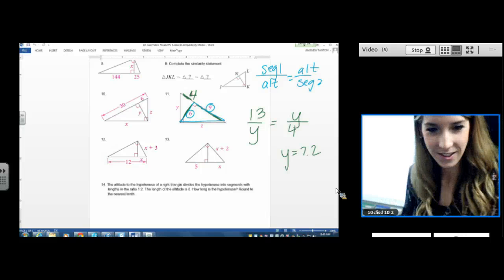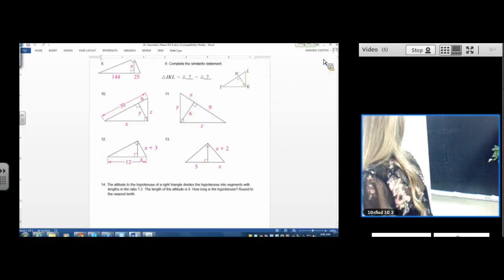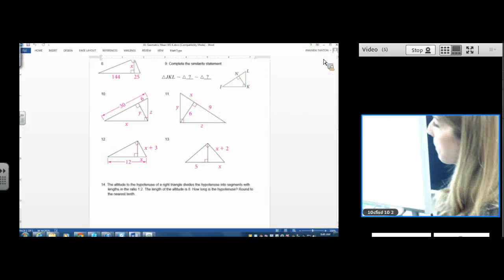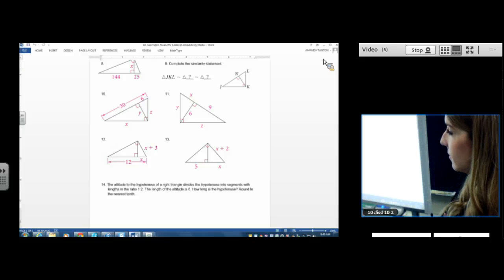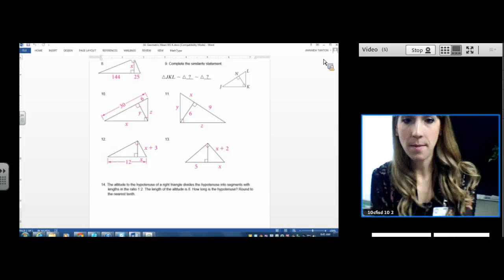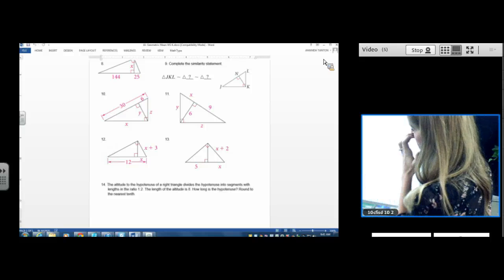Now we're going to do number 12. Number 12, let's see. Would we choose the proportion that deals with altitude or choose the proportion that deals with leg? Well, we don't know anything about the altitude. Nothing on the altitude is labeled. So we're going to choose the one that says leg.